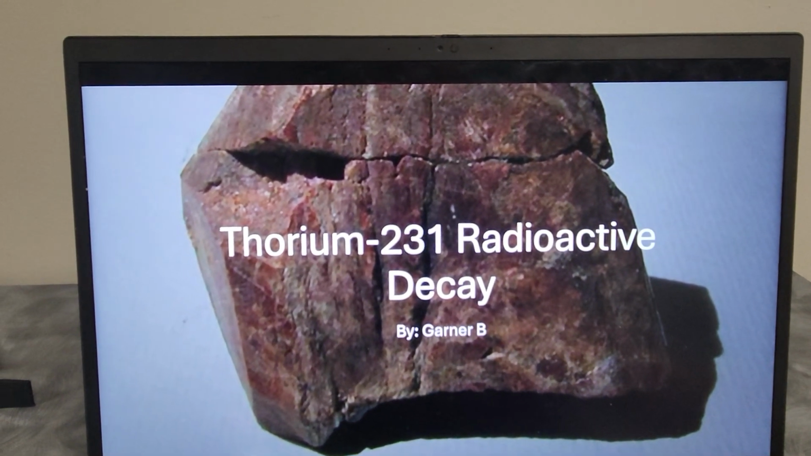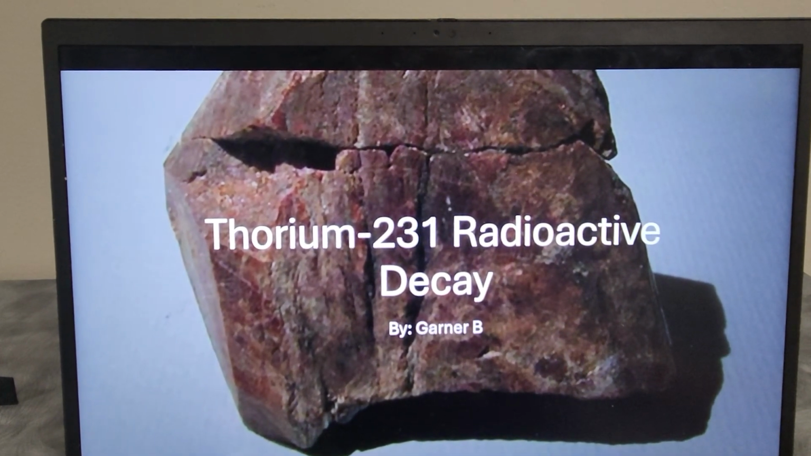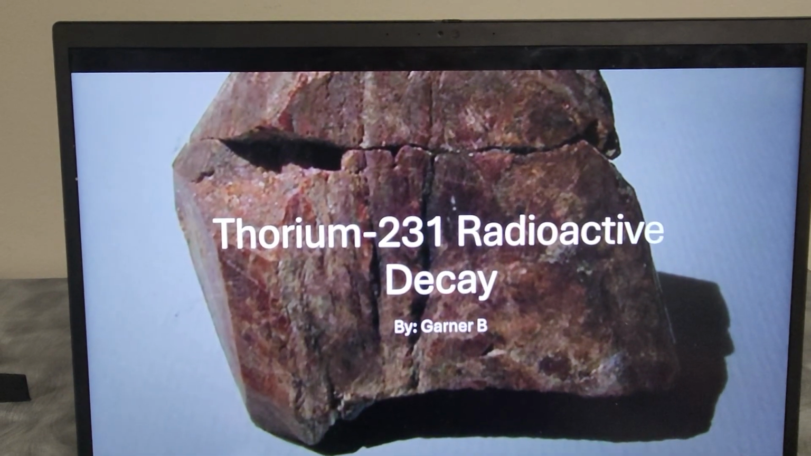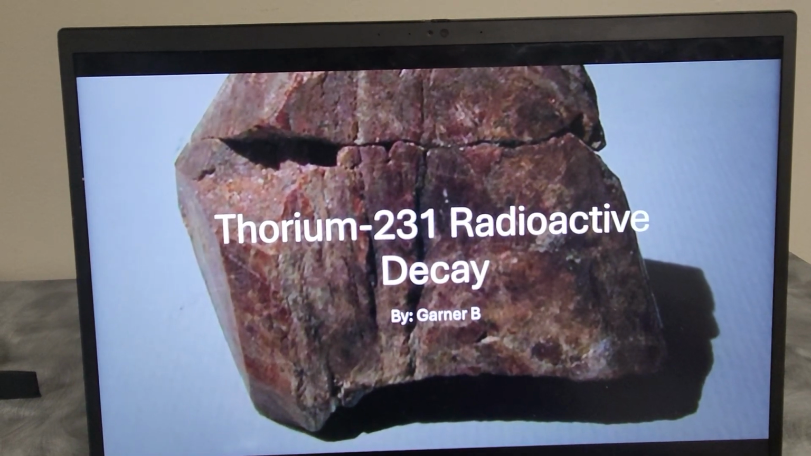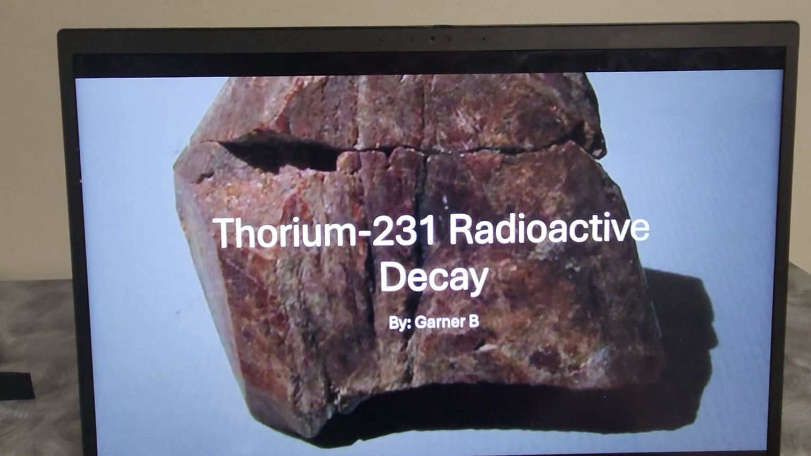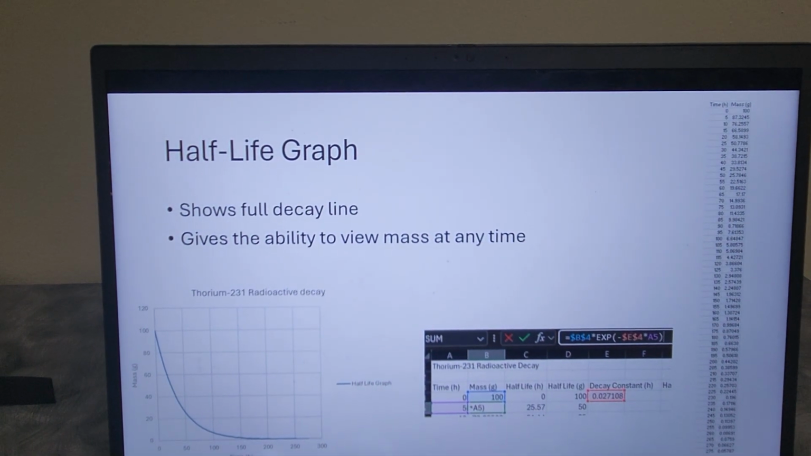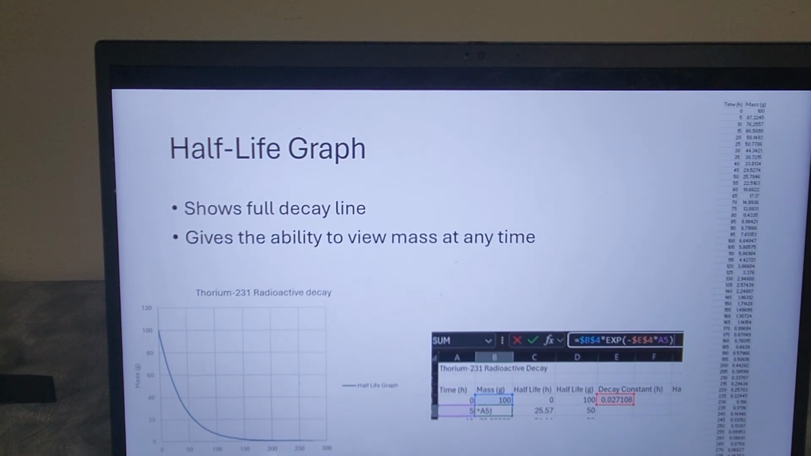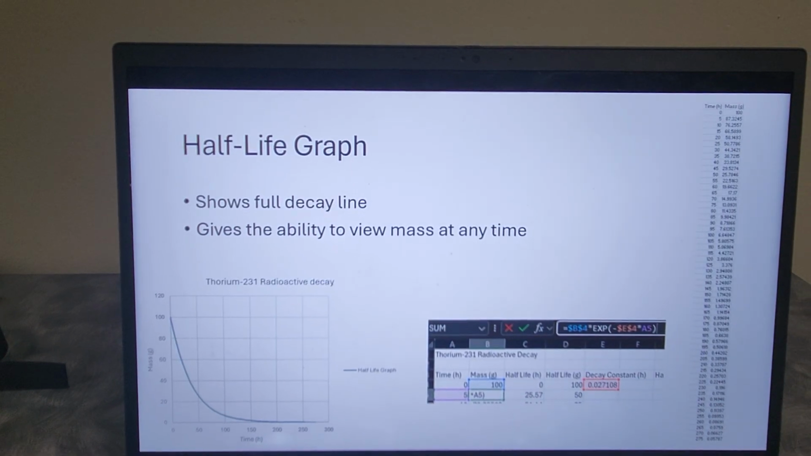Hello, I'm Garner Burris, and this is my Thorium-231 radioactive decay project for the final of Math 321. The first thing that I started out with was the half-life graph.